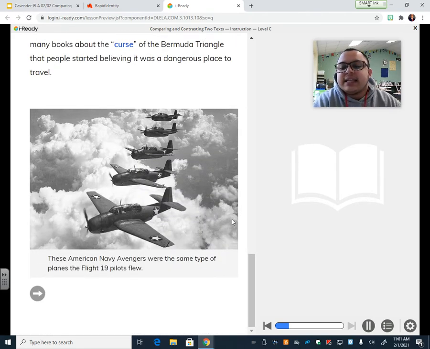These Navy American Avengers were the same type of planes the Flight 19 pilots flew. So these are the planes. They look similar to the ones that went missing.